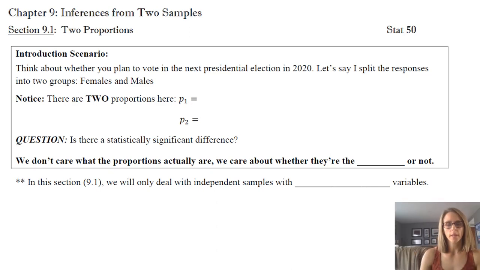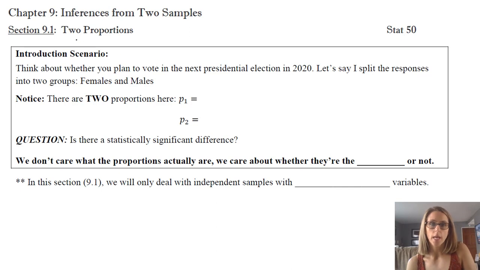So this is chapter 9, the beginning, and chapter 9 is all about inferences from two samples. So now instead of having an old idea and then a new idea that we're testing against it, we're talking basically about two ideas and how they compare to each other. So the big difference between chapter 8 and chapter 9 is that chapter 8 is one sample and chapter 9 is two samples. So that's really the main difference between the two chapters.